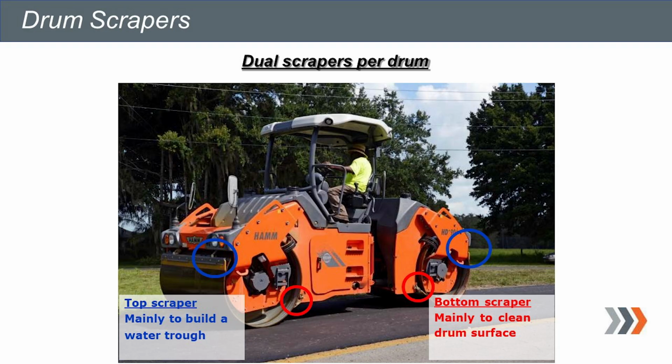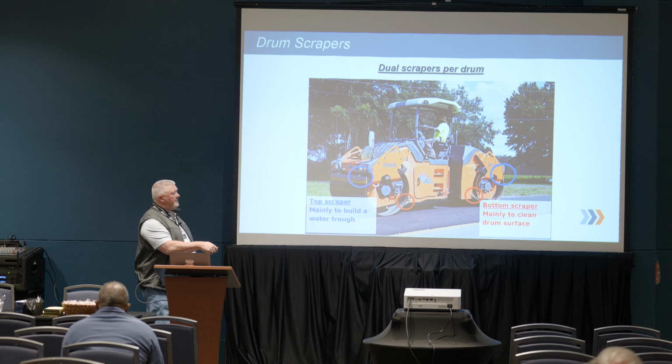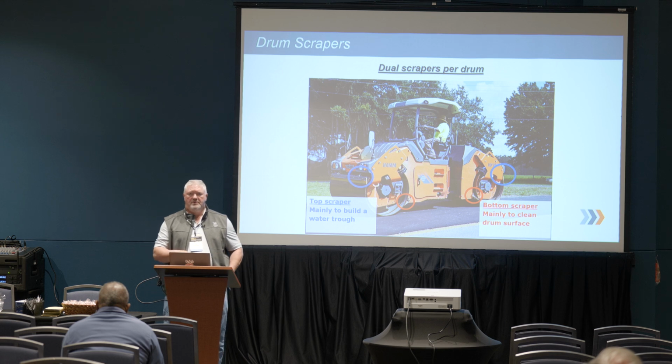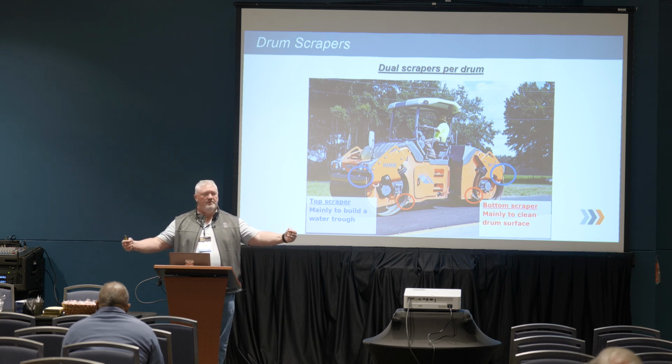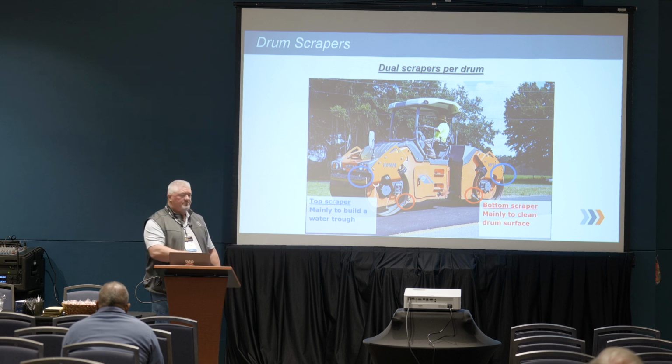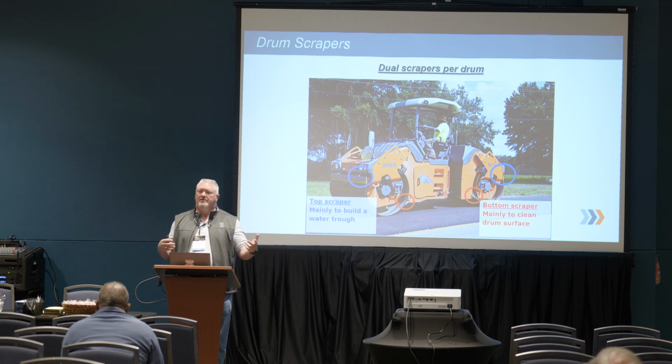The scraper system. Every roller has a dual scraper system. They have a dual function. If I'm going from left to right, this upper scraper is my water trough. The bottom one is scraping anything off the drum. The top one, water sprays on the drum, hits the scraper, spreads a thin film of water on the drum before it hits the pavement. The bottom one scrapes anything off the drum that you're going to pick up. You might pick up some small stuff. You just want to make sure it's not picking anything and sticking to the drum.